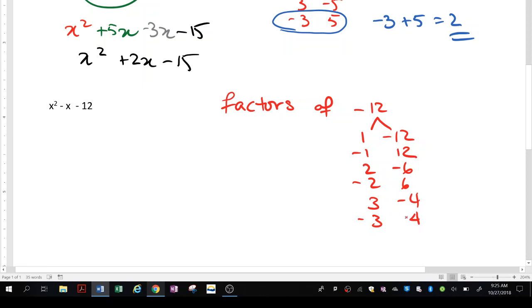We want to look at these factors and see which one adds up to negative 1. You'll see that 3 minus 4 is negative 1. So these would be the two factors that we would put into our binomials. We could say that this is equal to the product (x plus 3)(x minus 4). And that's our factored form.